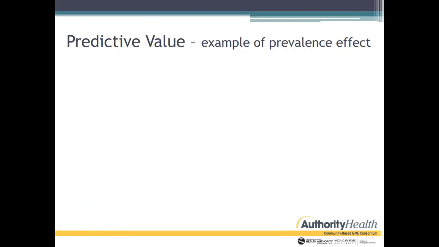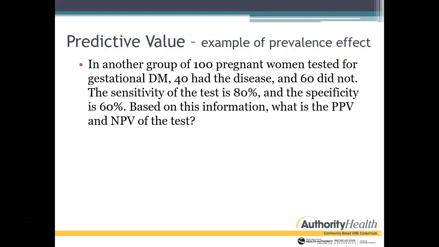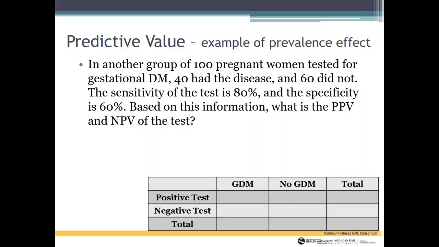All right, let's take a look at another example. And in this case, we're going to see how prevalence affects predictive value. All right, in another group of 100 pregnant women tested for gestational diabetes, 40 had the disease and 60 did not. Sensitivity of the test is 80% and the specificity is 60%. Based on this information, what is the positive and negative predictive value of the test? So just like the last problem, but in this case, double the amount of women have the disease. So we're looking at increased prevalence.